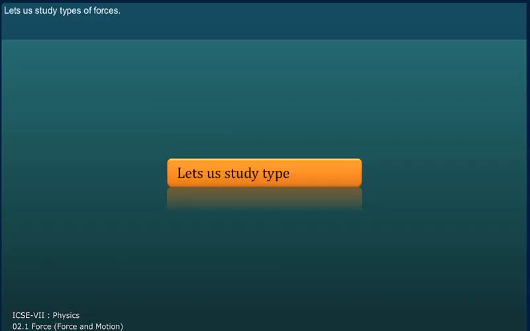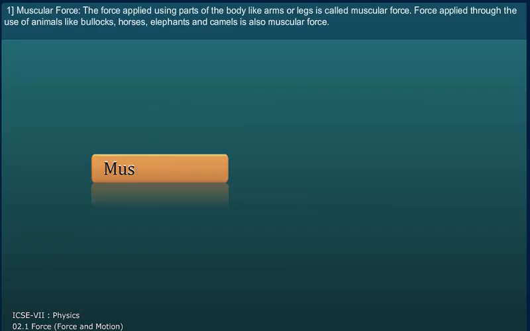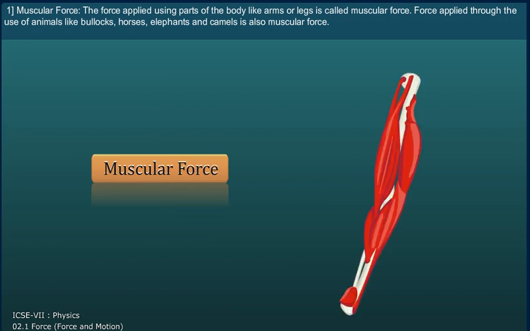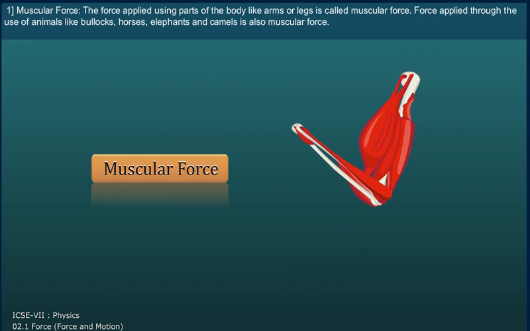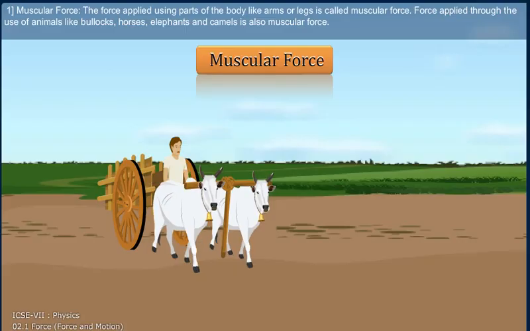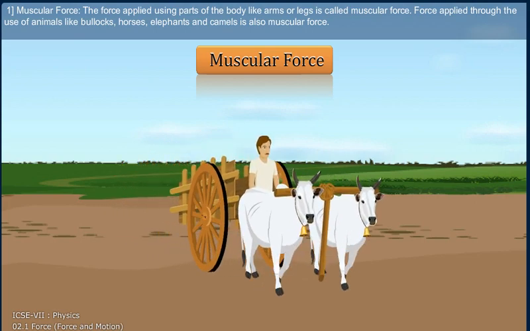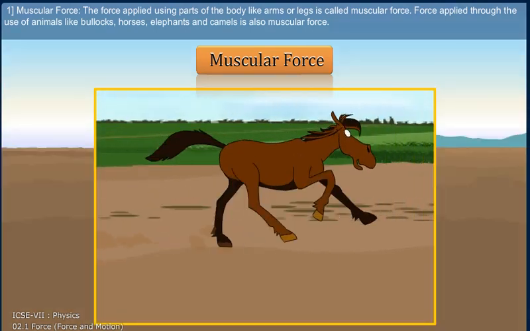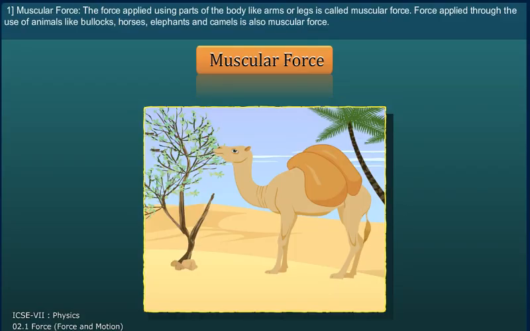Let us study types of forces. One, muscular force. The force applied using parts of the body like arms or legs is called muscular force. Force applied through the use of animals like bullocks, horses, elephants and camels is also muscular force.